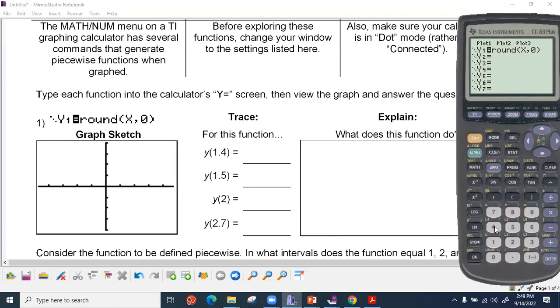Everything is in that second column, all the way down: the x, the variable button, the comma, the 0. Okay. Now we want to graph. So I'm going to press graph, and it should graph the step function. It looks like actual steps, hence why it's called a step function.